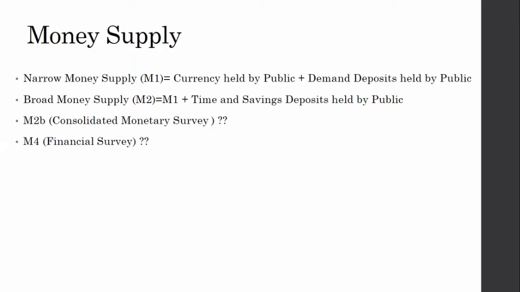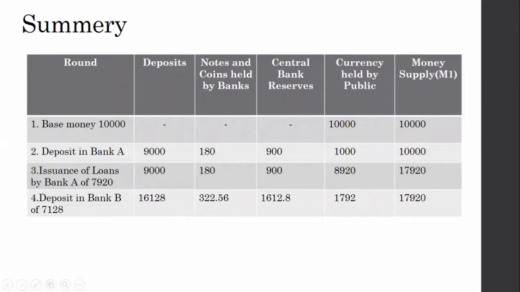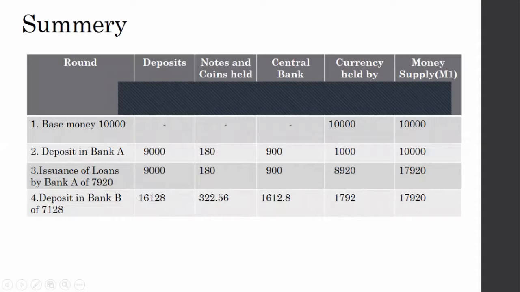For now, let's say we want to calculate the M1 money supply, that is the currency held by the public plus the deposits held by the public at the commercial banks. So that is the money supply here, M1. In round 1, the base money of 10,000 was given to a particular person. So this 10,000 is with the public.